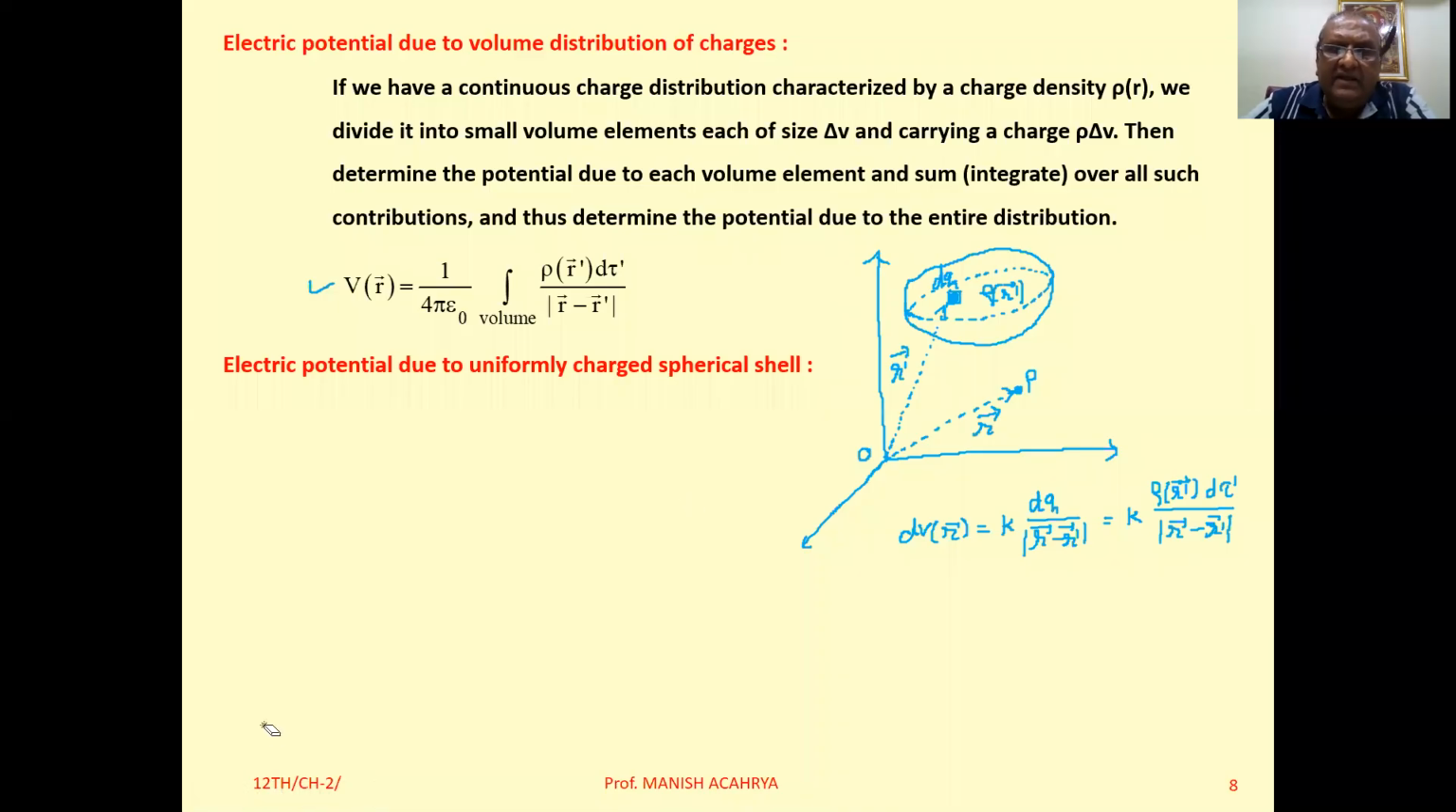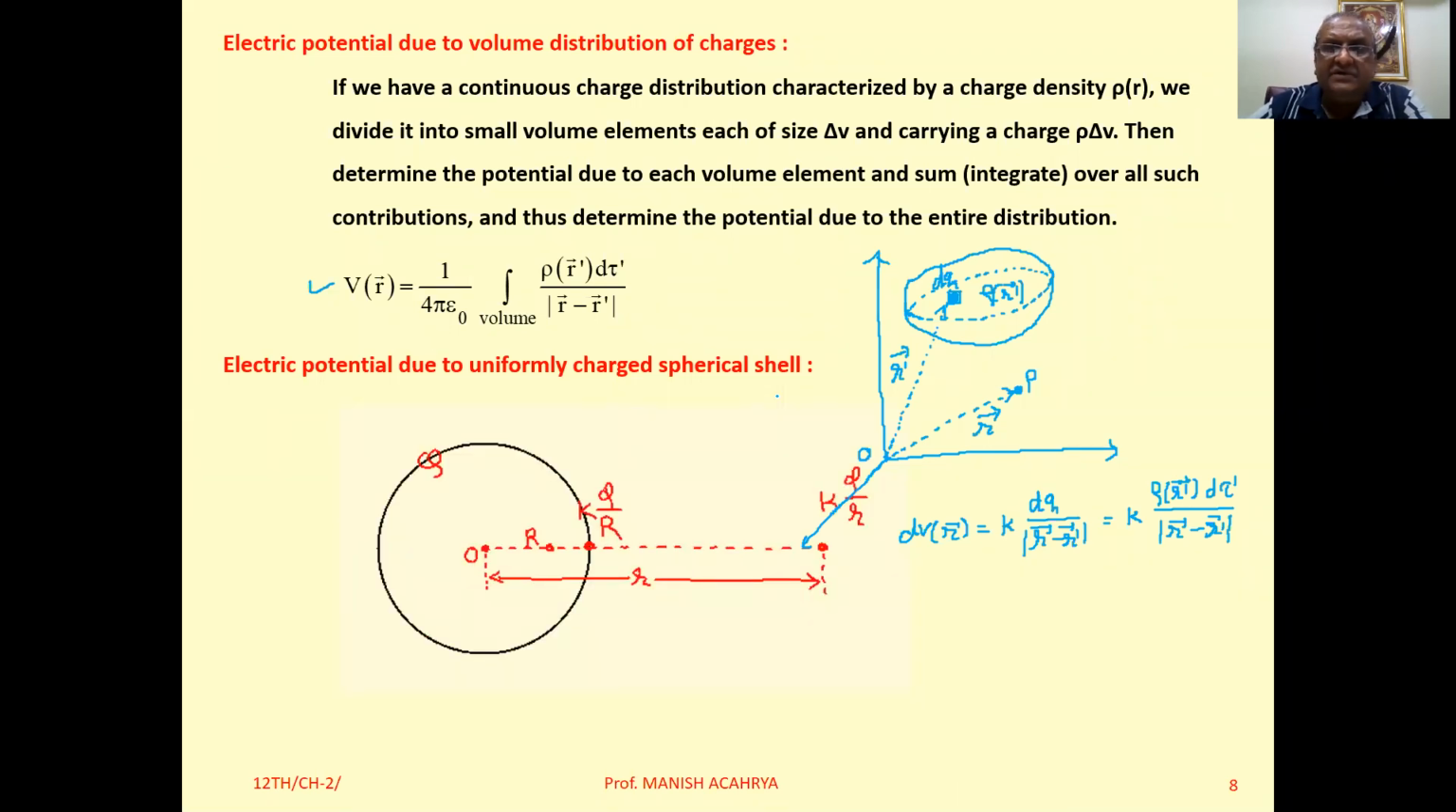Next topic, that is electric potential due to a uniformly charged spherical shell. Now see, in a previous chapter, we discussed this thing. The charge distributed on the spherical shell behaves like a point charge concentrated at the center for any point which is outside the shell. It implies that if a total Q amount of charge is distributed on the spherical shell and we want to find the electric potential at a point outside the shell, then this entire charge distribution will behave like a point charge.